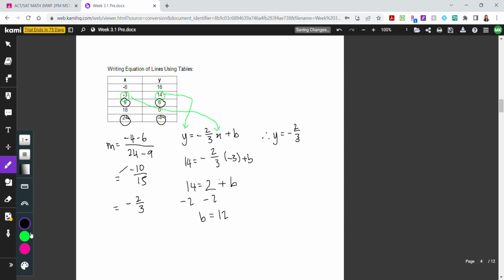Oh, that is definitely not a 3. All right, 2 over 3x plus 12. All right.